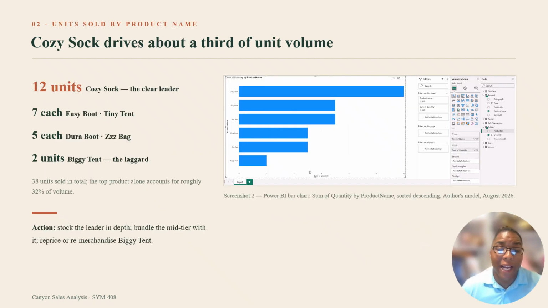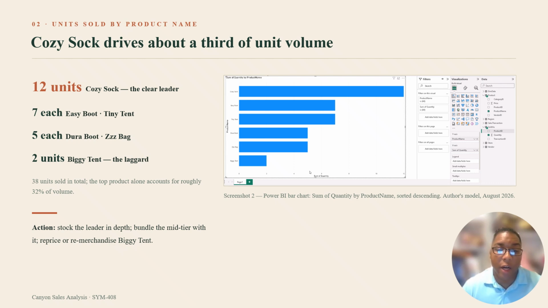So the first chart answers the most basic question. What are we actually selling? This is the sum of quantity for each of the 6 products in the catalog, sorted from best to worst. Reading the numbers with me, the Cozy Sock is the clear leader at 12 units. This is roughly a third of the 38 units we sold in total. The Easy Boot and the Tiny Tent Tie are at 7 units each, and the Duraboot and the Z Bag follow at 5 each. At the bottom, the Biggie Tent sold only 2 units, one sixth of the leader.